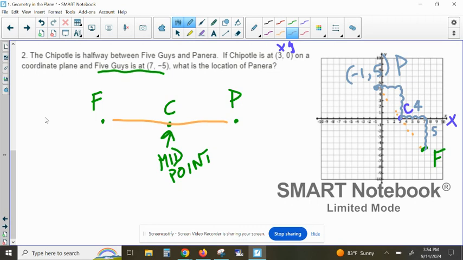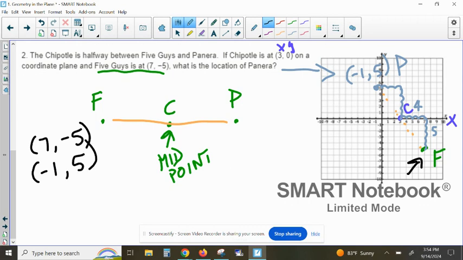Now here's when I'm going to do my midpoint formula just to check it, because I have both of my ends. If I put both of my ends into my formula, I should get my midpoint, Chipotle. This is me checking my work. So my 2 ends were Five Guys, which was (7, -5), and I think my other end, Panera, is at (-1, 5). I need to do my midpoint formula to check my work and see if I end up at Chipotle in the middle.